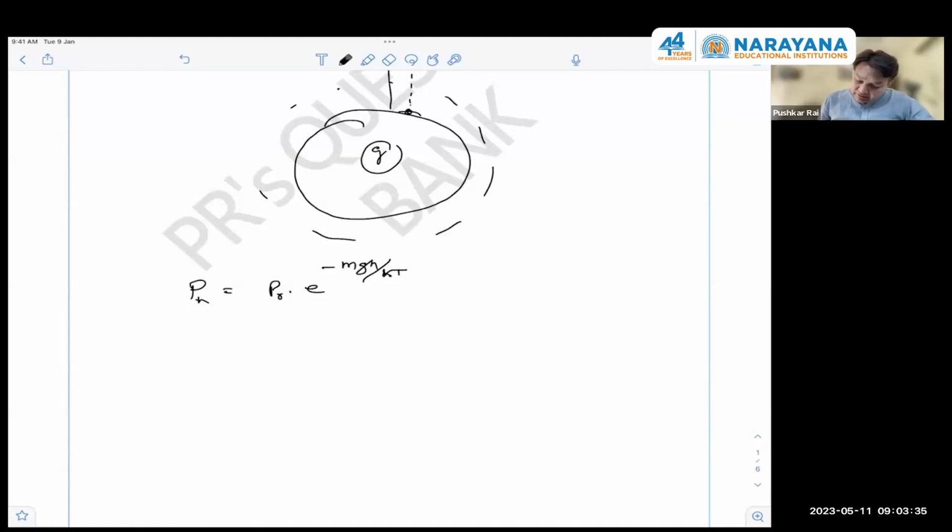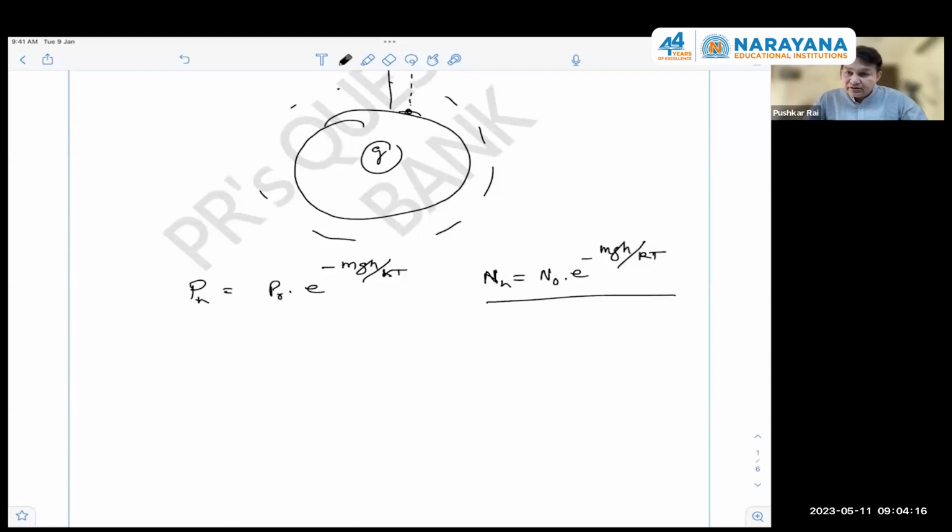We can also write it in this way. Number of particles at height h is equal to number of particles at zero height, e to the power minus mgh by kT. In fact, this is the idea of Boltzmann. This is the whole concept of Boltzmann, who said that greater is the energy, lesser is the probability of finding the particle in that state. So this is the idea of the problem, that n at height h will be n naught e to the power minus mgh upon kT, or capital M g h upon RT.